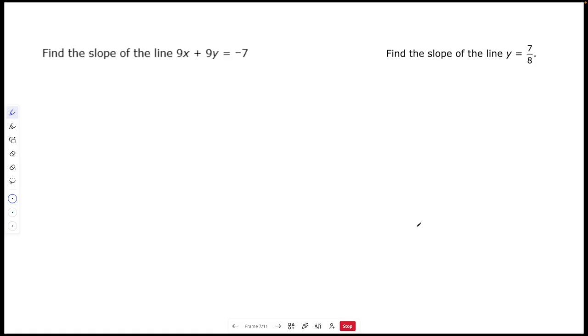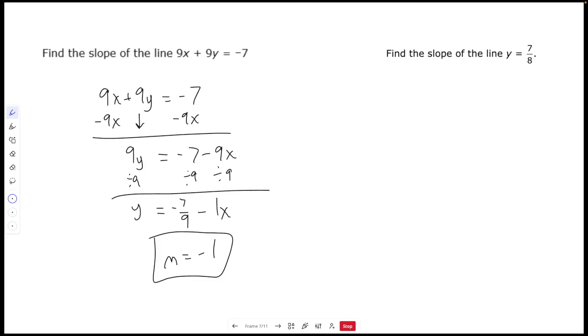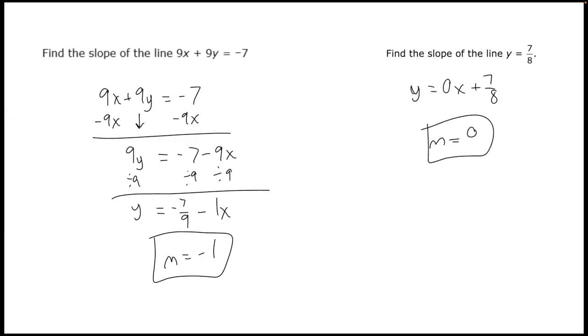Okay, now that you've had time to work these problems, let's check your solutions. For the first problem, you should have gotten a slope of -1. Here's the work. And for the second problem, we said that there's a disguised or invisible slope of 0 here. And so there is our answer.